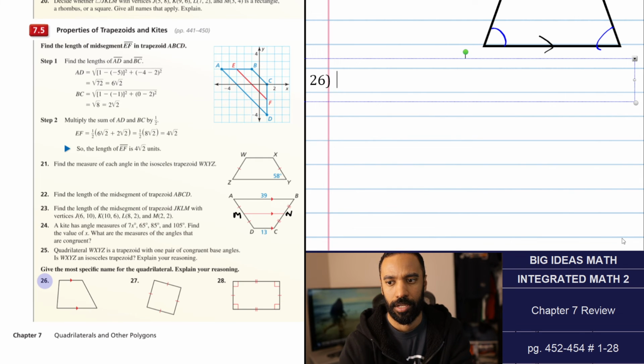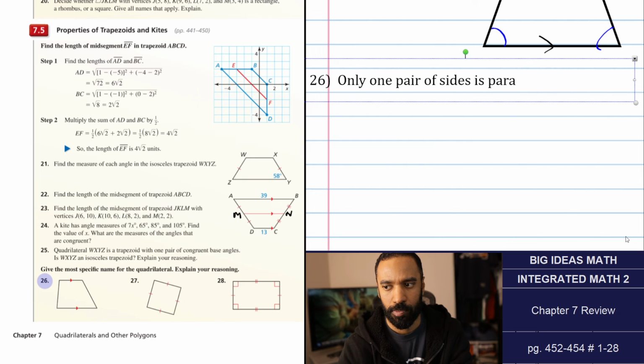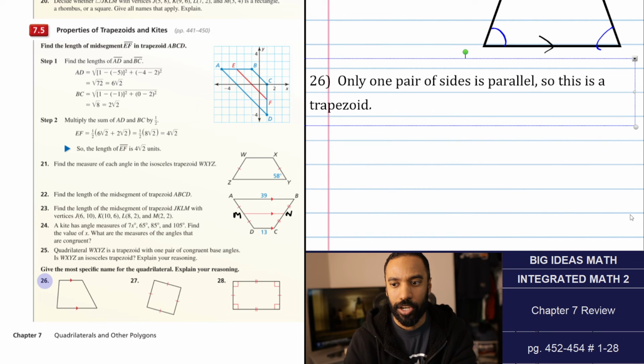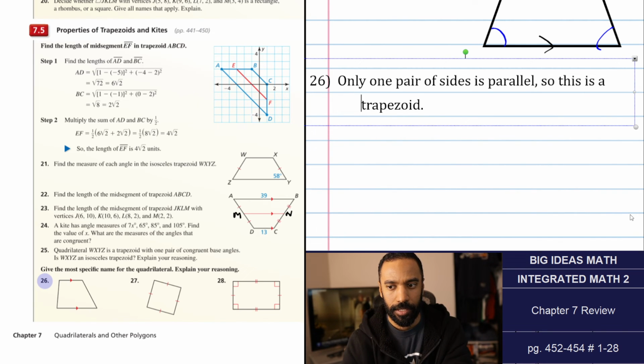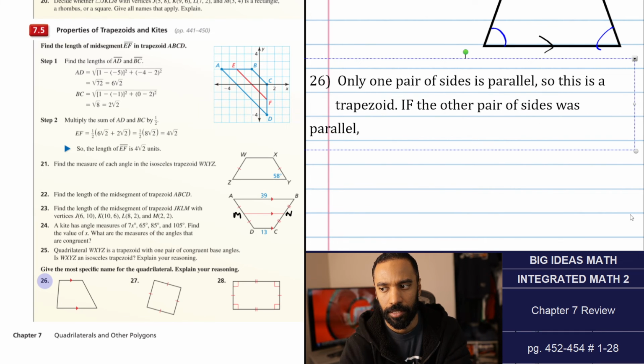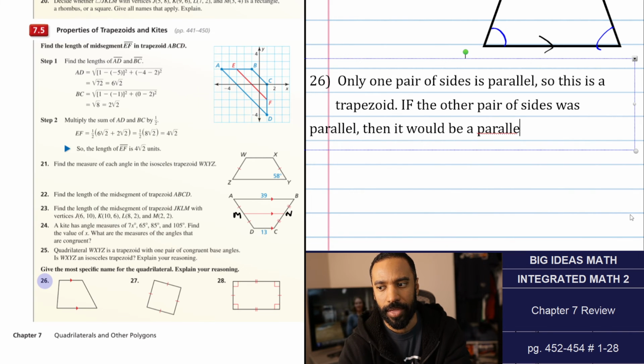26. Only one pair of sides is parallel. So this is a trapezoid. Now, it could be, we don't know if others are parallel. If the other pair of sides were parallel, then it would be a parallelogram. But we don't know that.